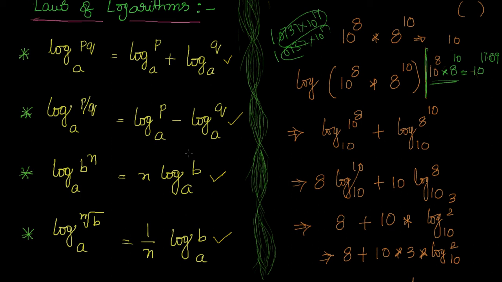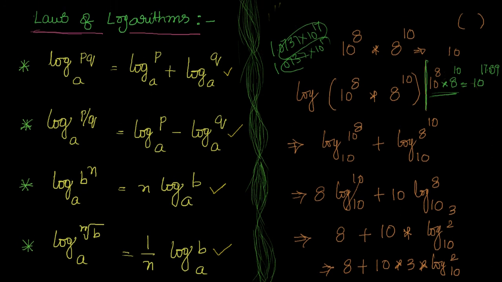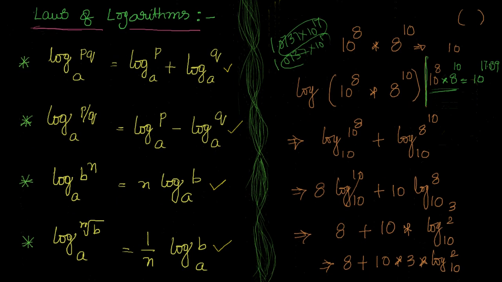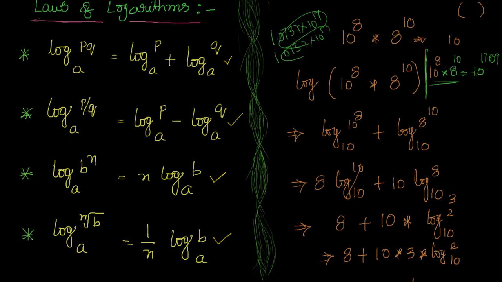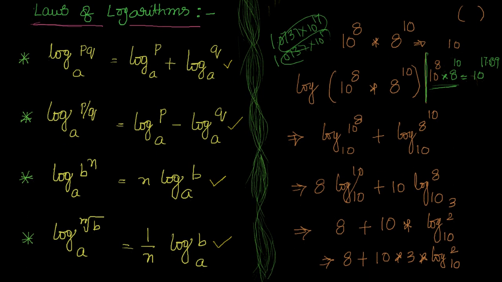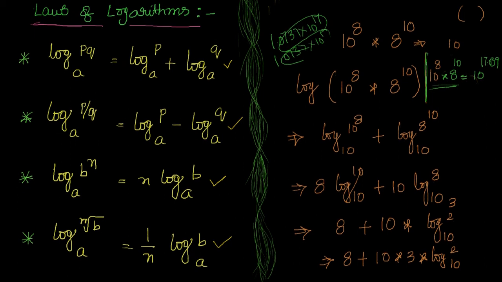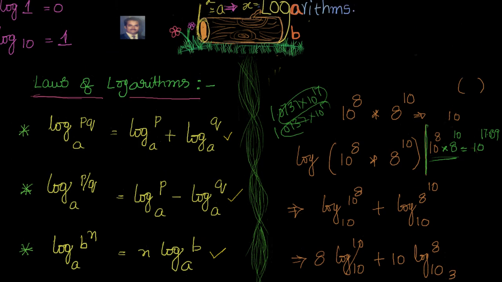These are the laws of logarithms. Logarithms are pretty easy to understand. The concept is very simple. Only thing is you need to practice. If you practice a lot, then looking at the problem you will easily know which law to apply and how to simplify. Only 4 or 5 laws are there.